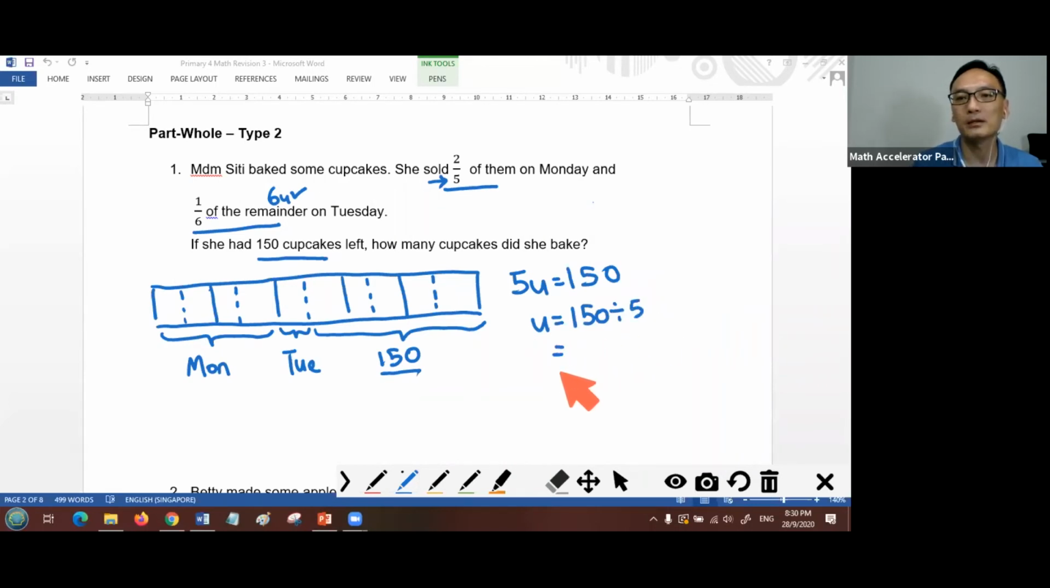Okay, thank you, Amber. So 1 unit is 30. Right, 30. So what's the next step? So next we're going to find how many cupcakes she baked all together, right? So how many units are there for the total?